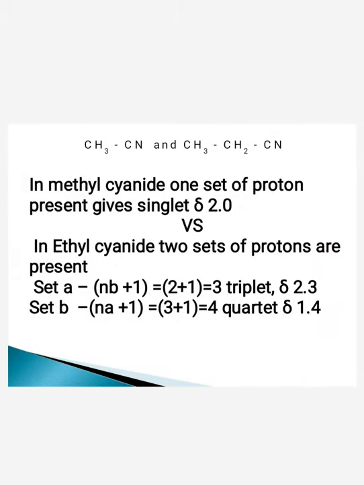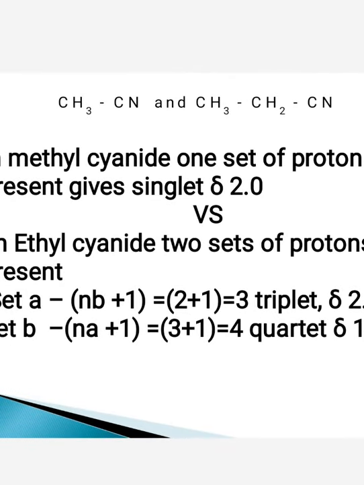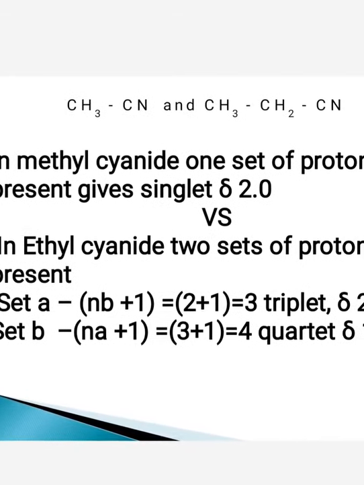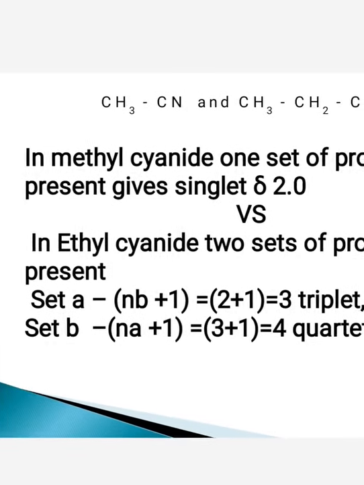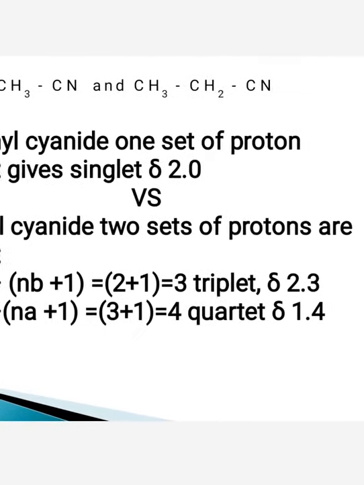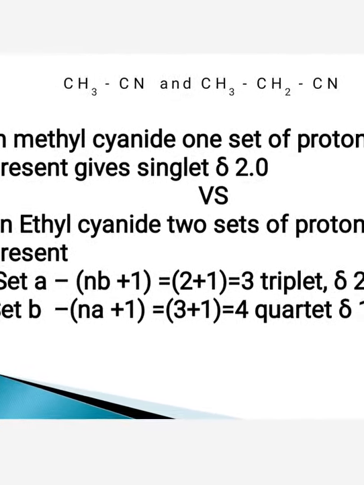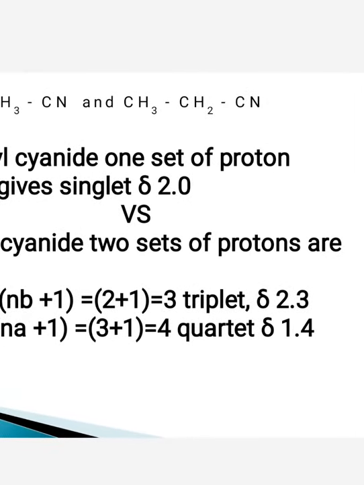The next problem. How will you differentiate methyl cyanide and ethyl cyanide? In methyl cyanide we get only one peak, one singlet at del 2 ppm with intensity height of 3 protons, and in ethyl cyanide we get two peaks, set A and set B. For set A we get triplet at del 2.3, and for set B we get quartet at del 1.4.